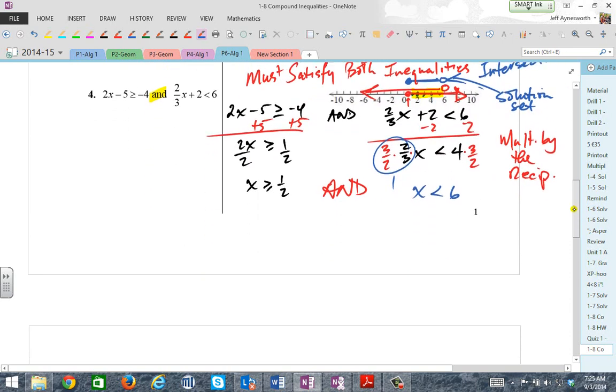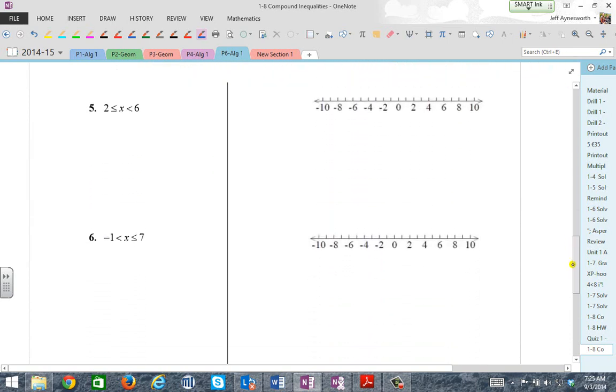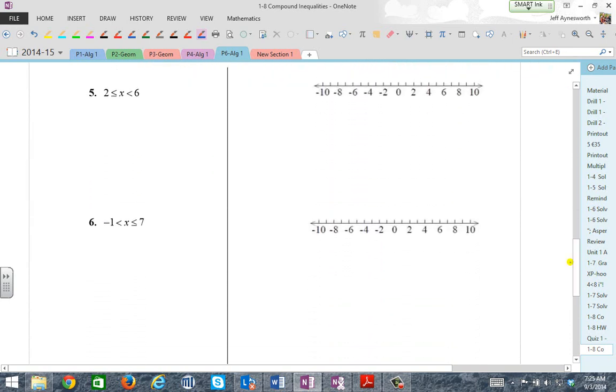Now on the back side, number 5, these are also compound inequalities, but they're written in a little bit different way. And it's actually 2 parts. We've got this part here: 2 is less than or equal to x, and the second part's right here, x is less than 6.